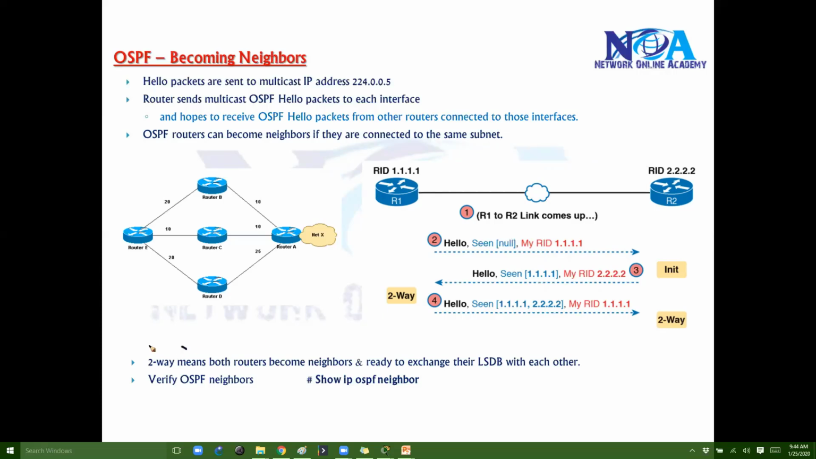Once the router comes to the two-way stage, only then will the next stage happen. The next phase is exchanging the databases, and that is only possible when both the neighbors have come to the two-way stage. So this is the prerequisite stage you have to finish before you move to the next stage, that is your exchange state.